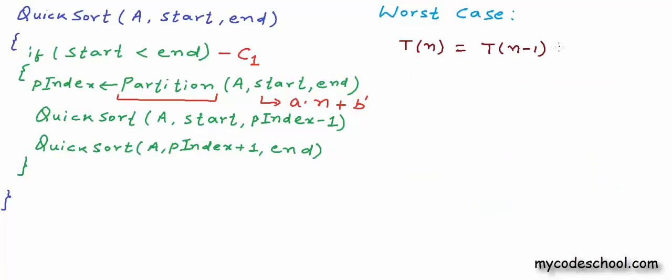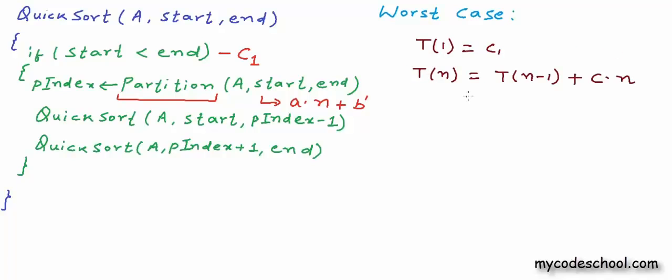If we have unbalanced partitioning in all recursive calls, then the recurrence relation to solve is this: T(n) = T(n-1) + c into n, where c is a constant. I'm ignoring other constants that would add up. They will be negligible compared to this term c into n for higher values of n. Of course, we also have a base case T(1), which will be equal to c1. This T(n) is for all n greater than 1.